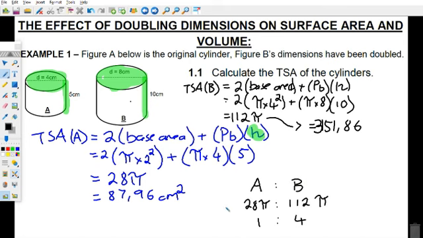Okay. So this is something that we did in the previous chapter. So you know how to do area. So let's work now with the volume.